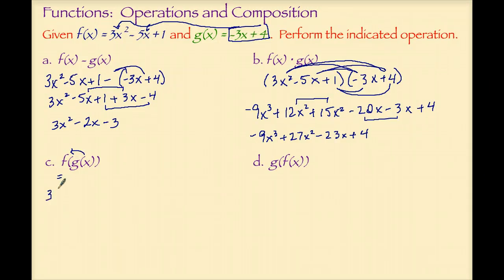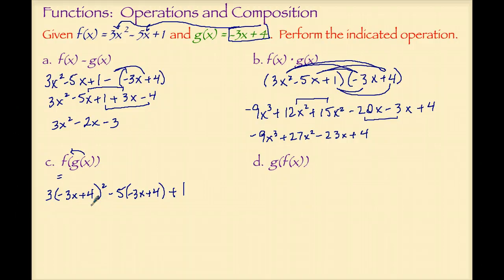So that's going to be 3 rather than x squared. It's going to be -3x plus 4 quantity squared. Minus 5 rather than x, of course, -3x plus 4, and then plus 1. Now that you've inserted the g of x function in, we simply will have to simplify.